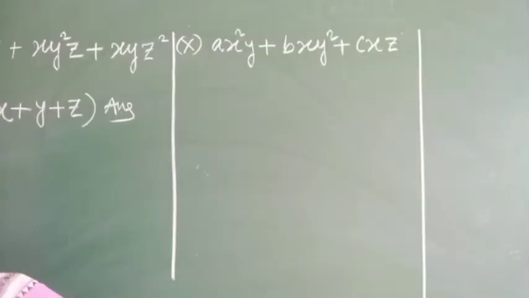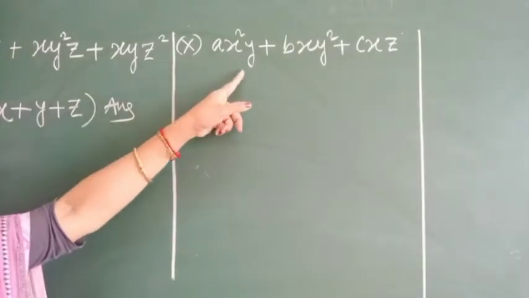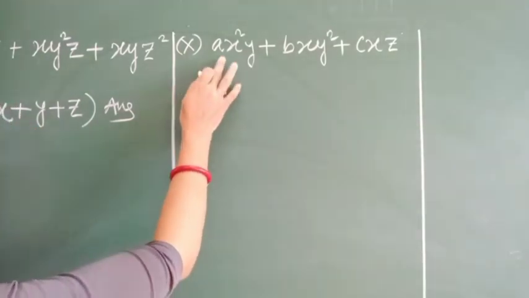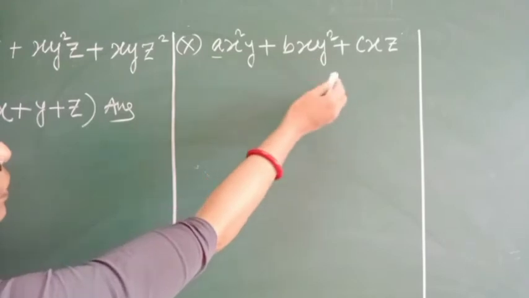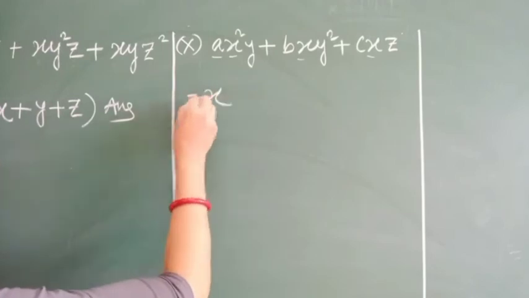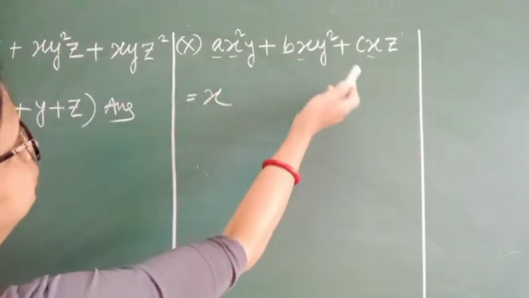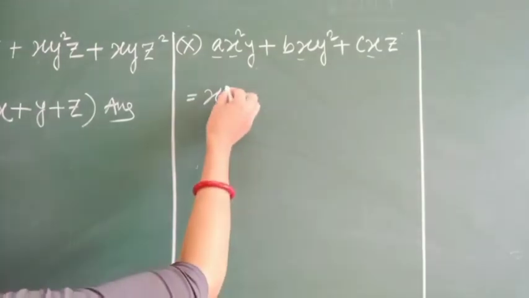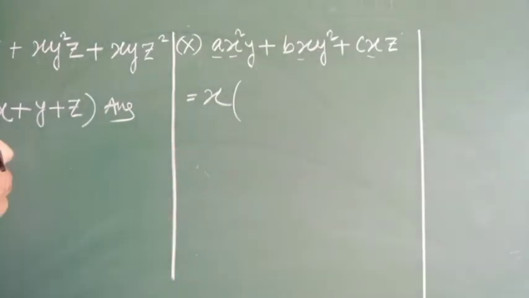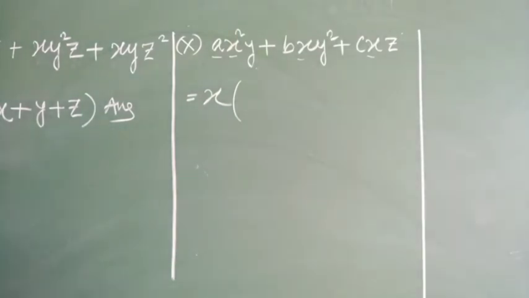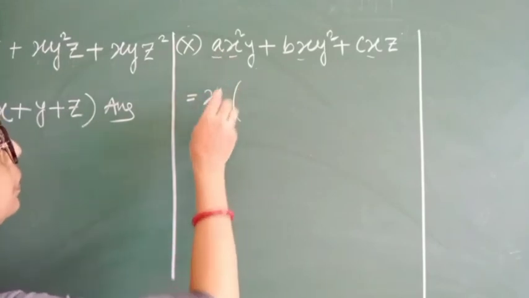Easy. Question number 10. A x square y, b x y square, c x z. A I can't take common because A is here only, not here. X square, x, x. So x I can take as common. Y square, not, I can't take y also. So I have to take only x. So here I will keep here ax. Yes, x I have taken. So what is left here?